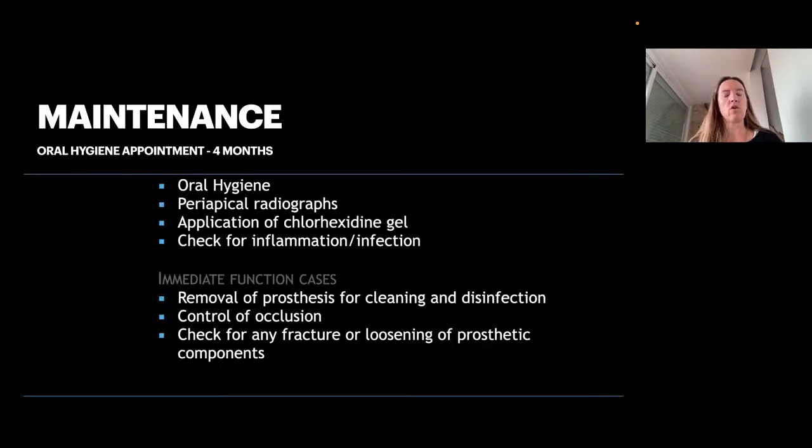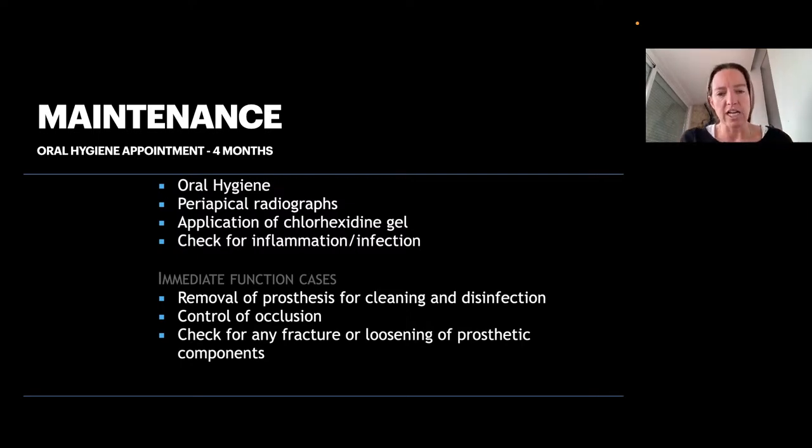In the 4 months maintenance appointment after the surgery, we'll check again the oral hygiene of the patient, do periapical radiographs, application of chlorhexidine gel, and check for any inflammation or infection. So if we do not have any bone loss, inflammation or infection, the patient can now go to the prosthetic department to do the final rehabilitation, the final bridges, upper, lower, single, partial cases.